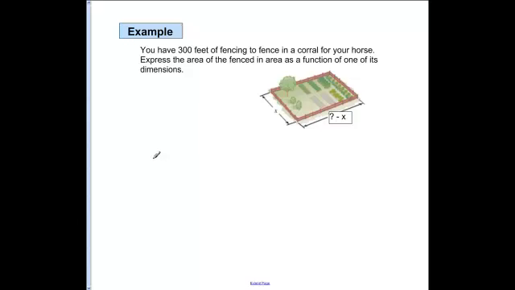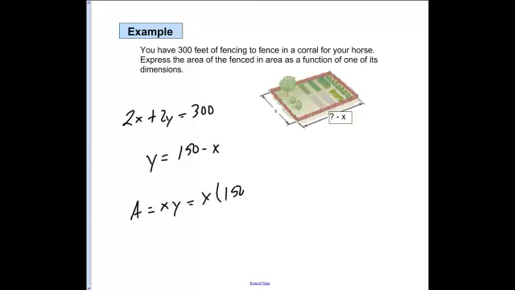We have a 300-foot fence, and we want to write the area in terms of x. So here we have 2x plus 2y is equal to 300. That's the perimeter. We solve for y. y is going to be 150 minus x. And then the area is going to be x times y, so it's x times 150 minus x. That's the area of the fence in terms of x.